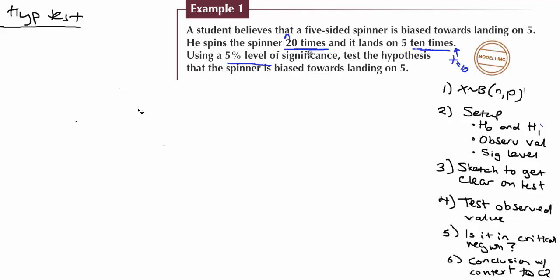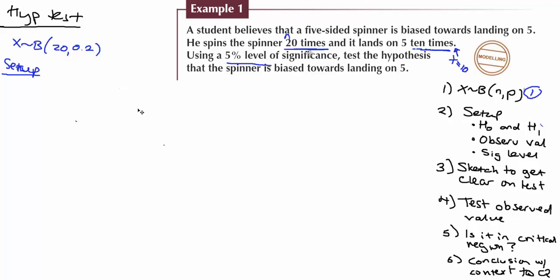First things first, the binomial distribution: there's 20 trials. We're literally spinning it 20 times. And the probability we expect for it to land on 5 is 0.2. That's what we're going to be testing as well. And by the way, you get 1 mark for just writing that. So next, let's get to the setup part.